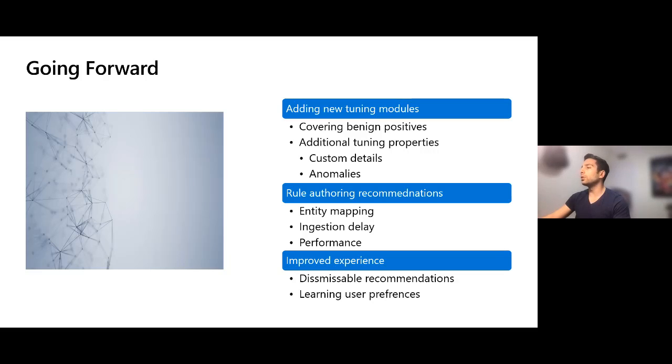Another thing we would like to focus on is the ingestion delay problem, where you're getting a false perception of your coverage because you're thinking your rule is doing one thing, and actually because of the ingestion delay it is doing another thing. So we would like to have recommendations to solve that problem, as well as performance recommendations, which are probably straightforward. We would also like to improve the recommendation experience that we have today.